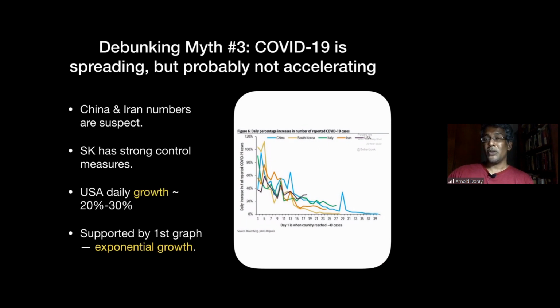And of course, the fact that the growth rate really hasn't changed for a lot of these countries is from the first graph that you saw, which is exponential growth, right? Because you have exponential growth, what it means is that you get sustained day-to-day growth. It's not really decreasing, except for a few countries like South Korea, which have managed to flatten the curve because they have very strong social controls.